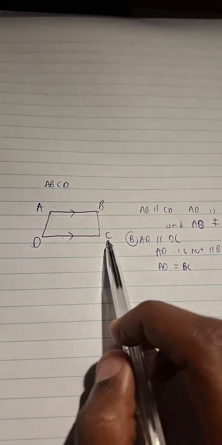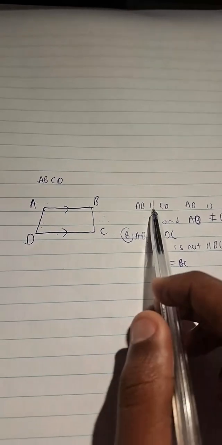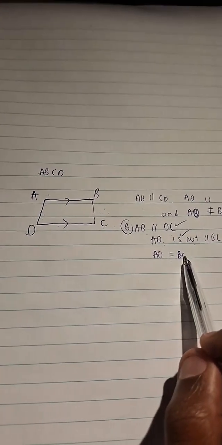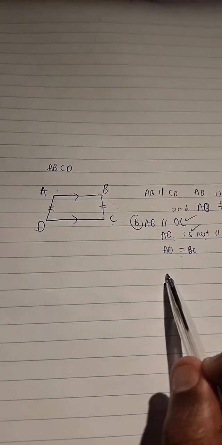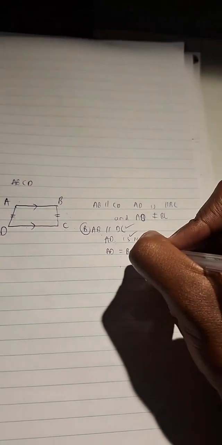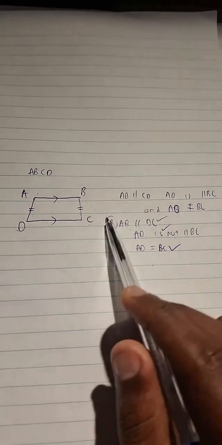AB is parallel to DC, not AB is parallel to CD. Secondly, AD is not parallel to BC. That's true as well. And then lastly, AD is equal to BC. It's possible, guys, to have AD being equal to BC, because we call this an isosceles trapezium. So that's why I tend to lean towards option B, not A.